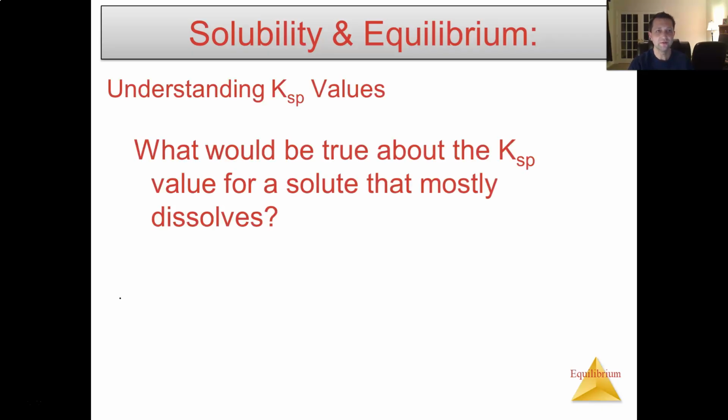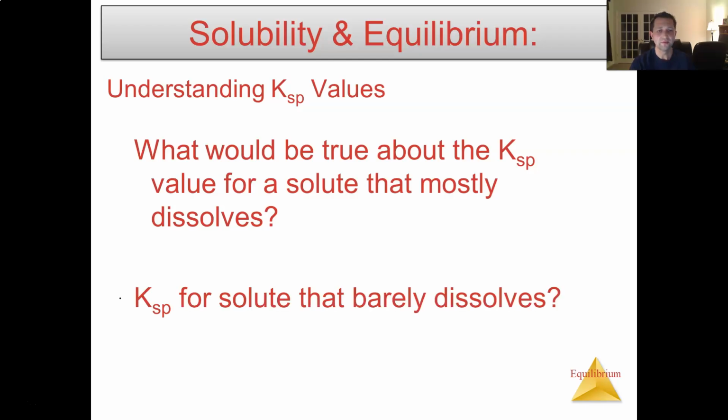So to try to conclude this a little bit, you want to understand what the Ksp values mean. Like, what does that represent? I talked about this when I introduced the equilibrium constant in general, but what would be true about the Ksp value for a solute that mostly dissolves, and for one that barely dissolves? Remember, your K expression is concentration of products over concentration of reactants. Like, you definitely need to know that.